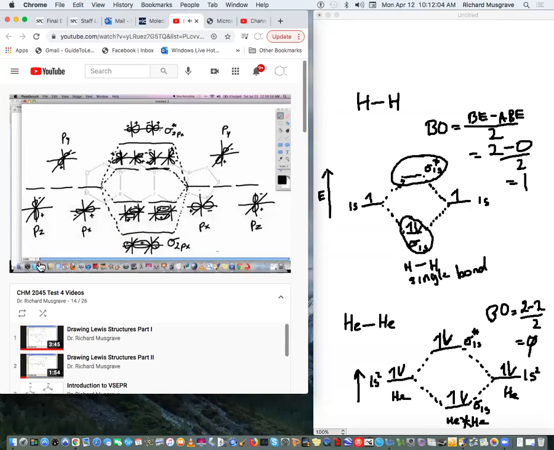All right. How do people feel about the combination of bonding and antibonding for the px orbitals? How do you feel about the bonding and antibonding combinations? Okay, not so great.